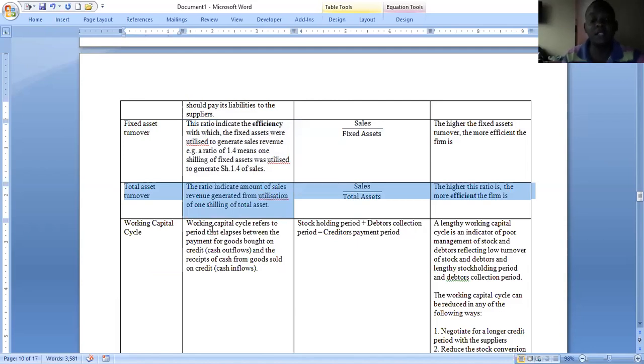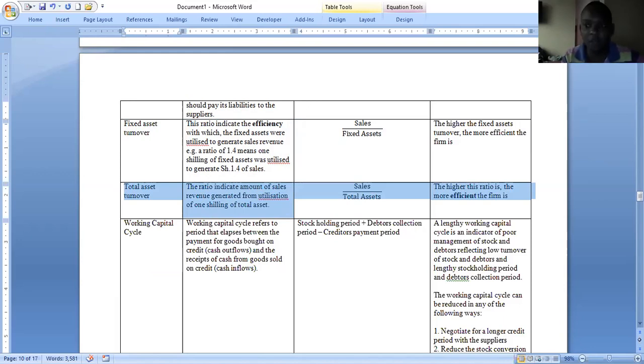The total asset turnover ratio measures the efficiency with which the total assets of the business were utilized to generate sales. The higher the total asset turnover ratio, the better, because it indicates that the firm is quite efficient in generating more sales out of its assets. The total asset turnover ratio is obtained by dividing sales by total assets.